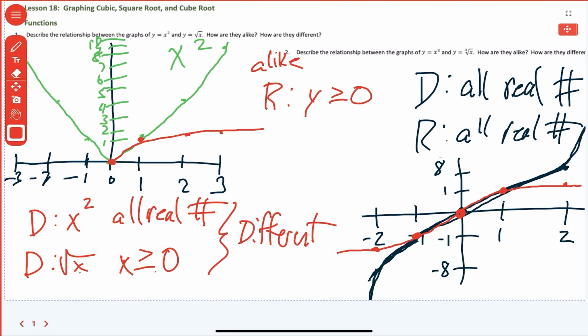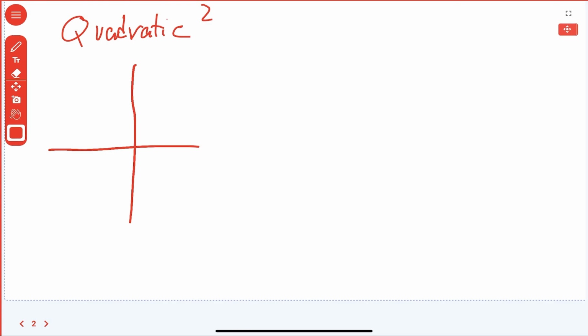Now, remember, let's go to page 2. Remember how we talked about the quadratic. Something squared, right? We're going to look something like that. Okay? With a vertex. Y-intercept. This one doesn't cross the x, so you can't solve it.